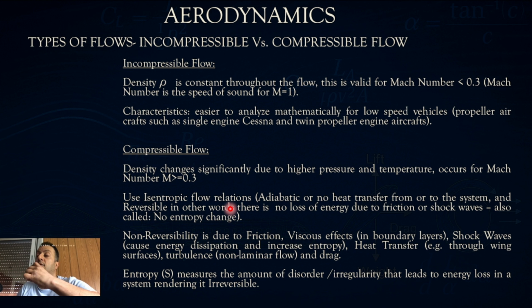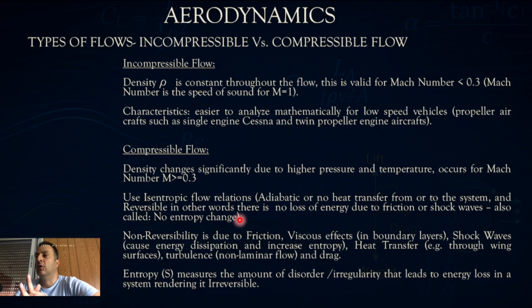Now, isentropic means that it is, on one hand, adiabatic. In other words, there's no heat transfer from or to the system. And reversible, in other words, there's no loss of energy due to friction or shock waves. So there's no significant drag. There's no friction or shock wave that can waste the energy. So this is also called an entropy-change-free compressible flow. All right, there's no entropy change.